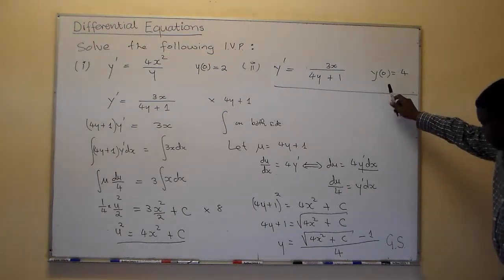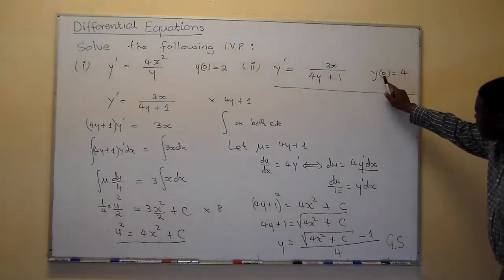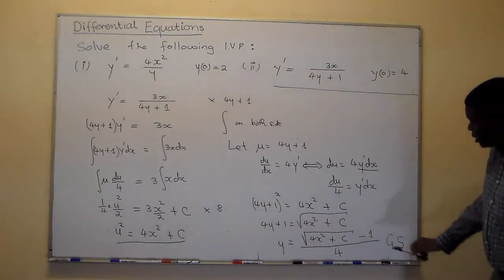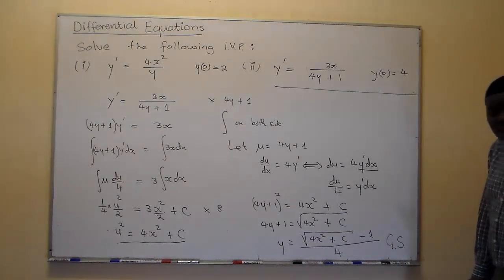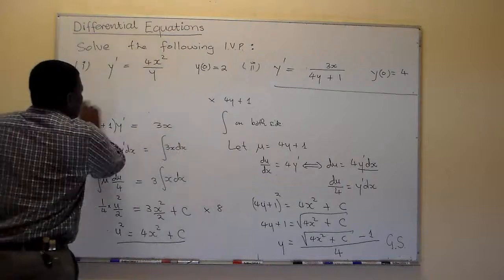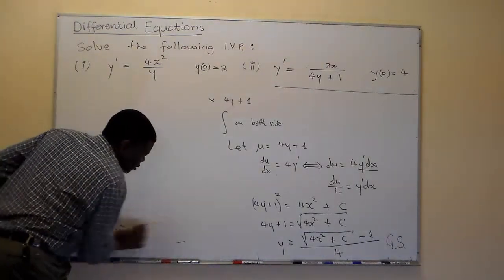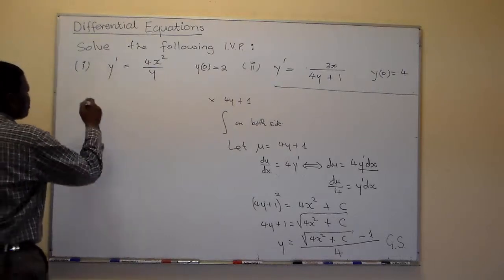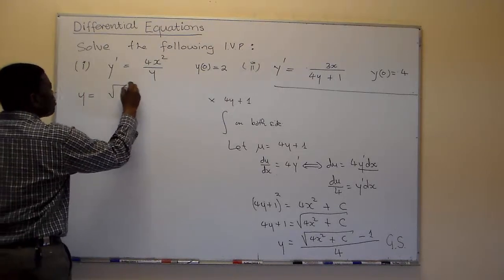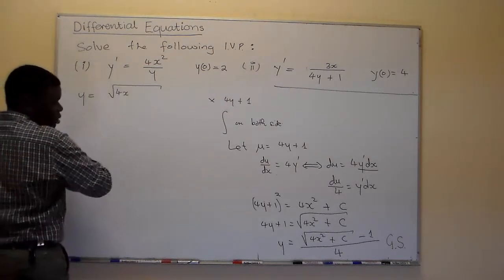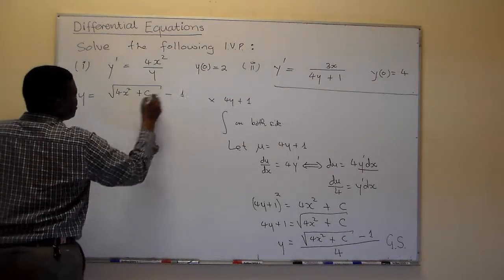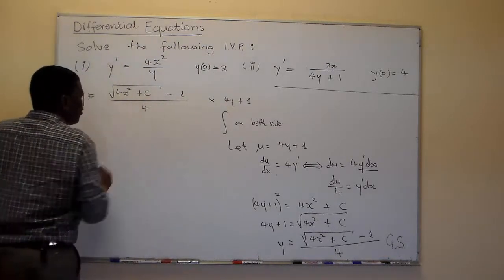But now, because we're given the initial value that y(0) is equal to 4, we need to use that in this expression so that we can give what we call a particular solution. So we need some space here. Let's open up here. Our general solution is y equals the square root of 12x squared plus c, minus 1, all over 4.